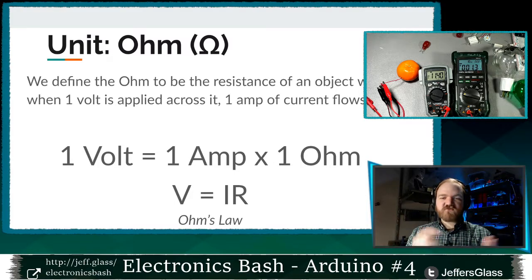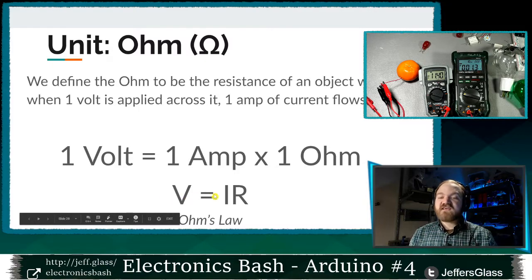And like our other units, we can play around with that. If we apply 100 volts across 1 ohm, 100 amps will flow. If we have a voltage of 1 volt and we have 1,000 ohms of resistance to put across it, then 1/1000th of an amp will flow. You often will see this written as 1 volt equals 1 amp times 1 ohm, or V equals IR, using that I for current again.